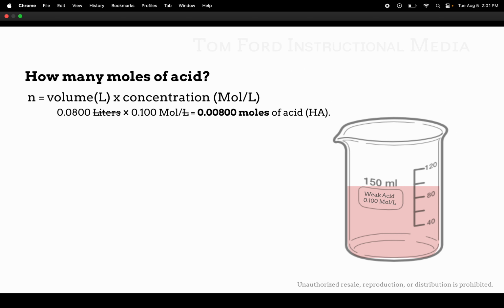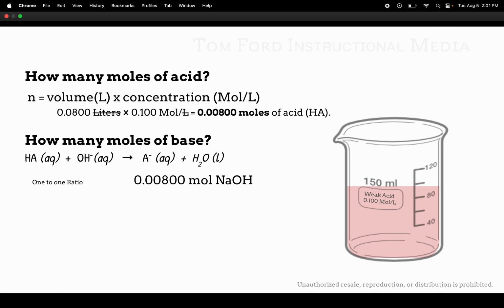The number of moles here is simply the volume times the concentration, or 0.08 liters of 0.1 molar solution, therefore containing just 0.008 moles of acid molecules, and each one of those acid molecules contributing one hydrogen ion.